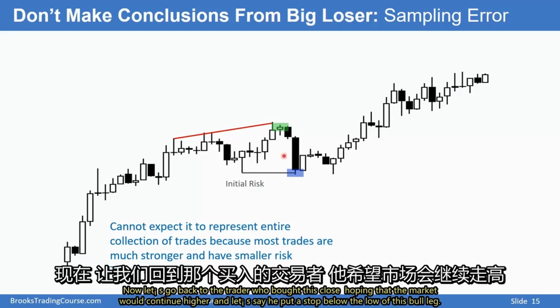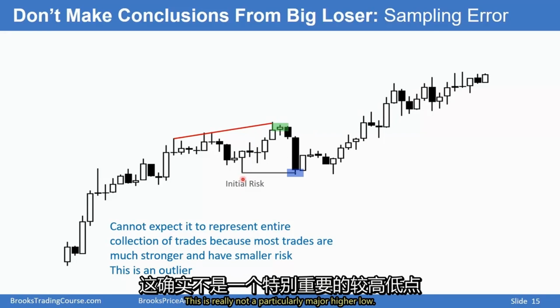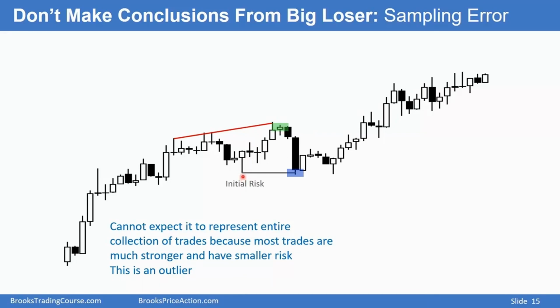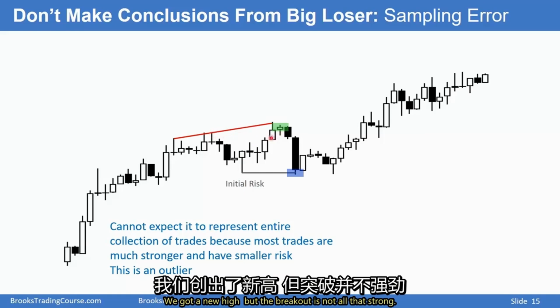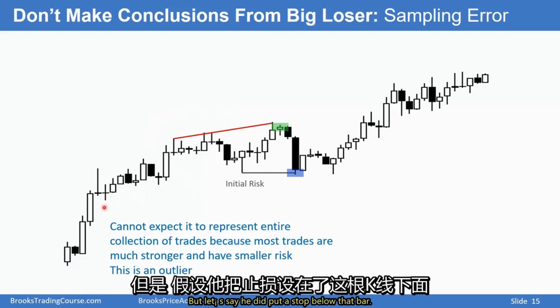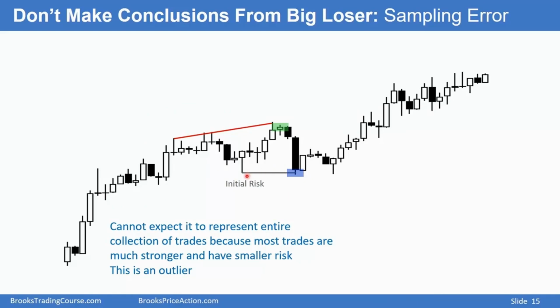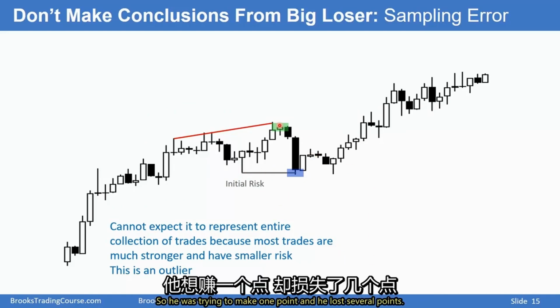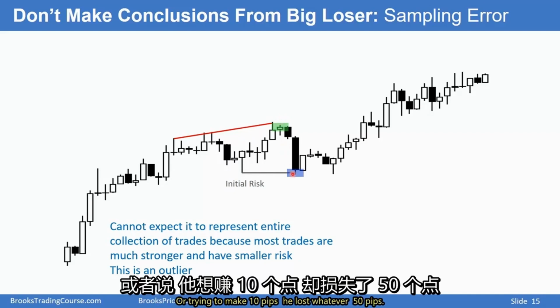Now let's go back to the trader who bought this close, hoping that the market would continue higher. And let's say he put a stop below the low of this bull leg. This is really not a particularly major higher low. We got a new high, but the breakout is not all that strong. It's probably better to think this might be a trading range and use a wider stop, maybe below here. But let's say he did put his stop below that bar. He lost a lot of points. So he was trying to make 1 point and he lost several points, or he's trying to make 10 pips, he lost whatever, 50 pips.